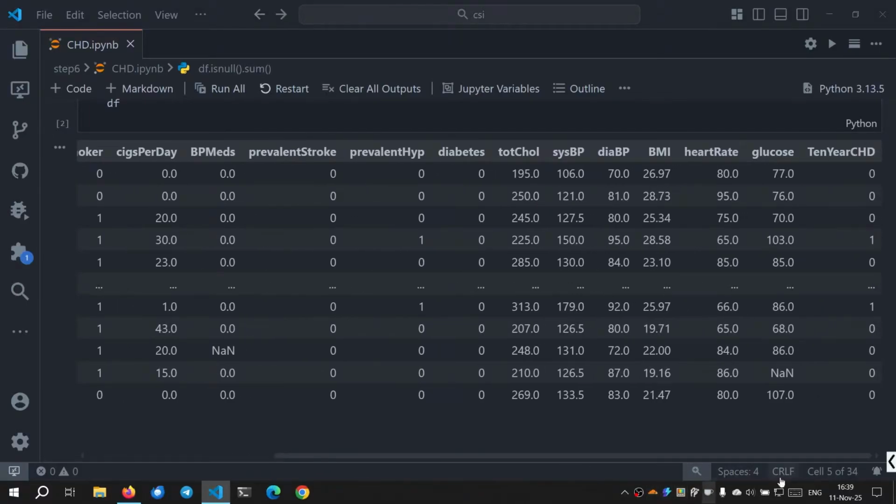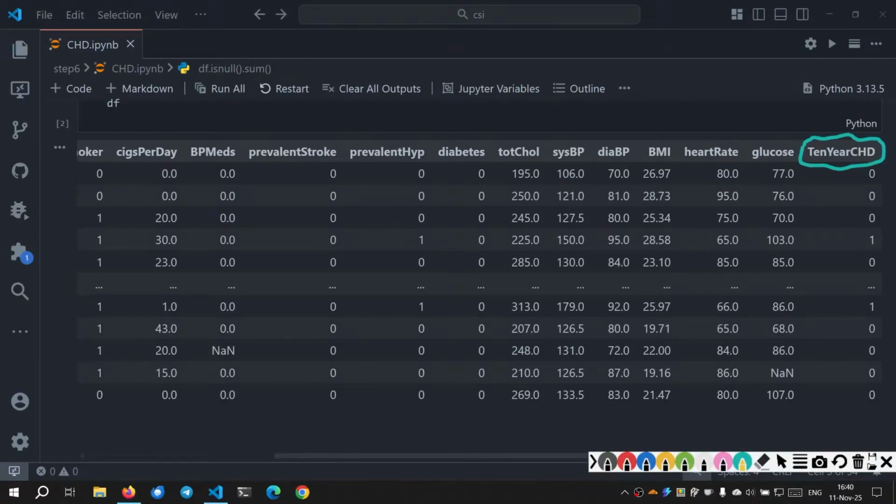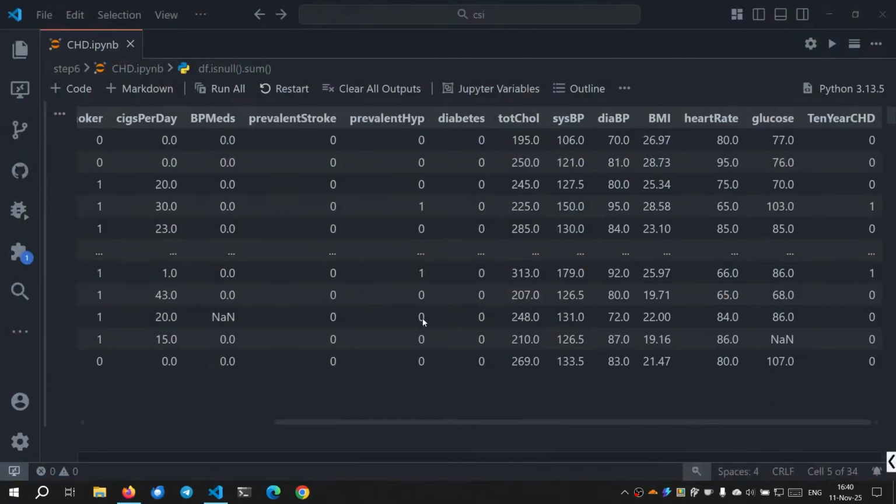And this column right here is what we want to predict: the risk of them having heart problems in the next 10 years. So let's dive a bit deeper into our data and see what's up.